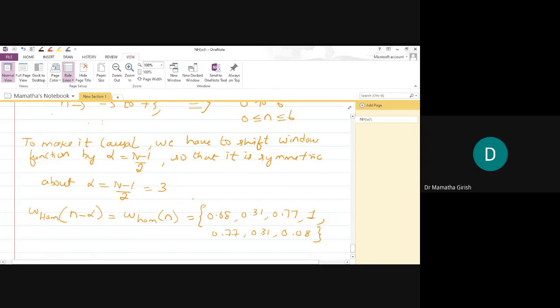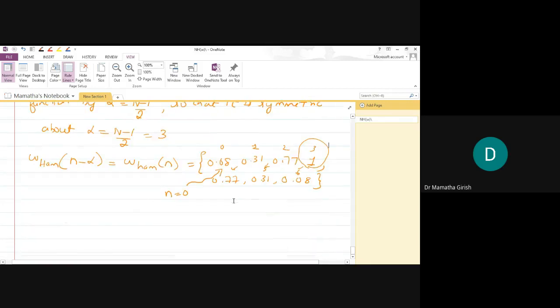instead of minus 3, minus 2, minus 1, I must start the interval from 0. So whatever is the first sample I'm having over here is for indexing n equal to 0. This is for the 0 sample, first sample, second sample, third sample, fourth sample, fifth, and the sixth sample. So please note that with respect to this value of alpha equal to (n minus 1) by 2, the new windowing function is symmetric. This is symmetric about the midpoint 3, which means the value at 4 is equal to the value at 2, the value at 5 is equal to the value at 1, and the value at 6 is equal to the value at n equal to 0.